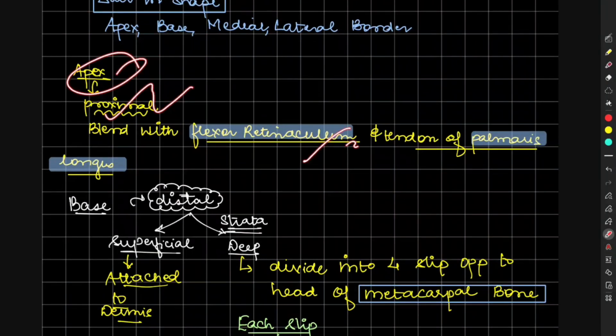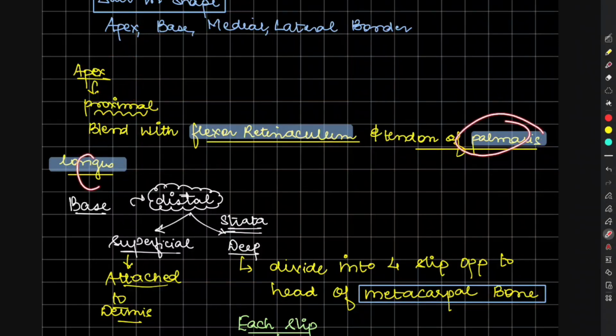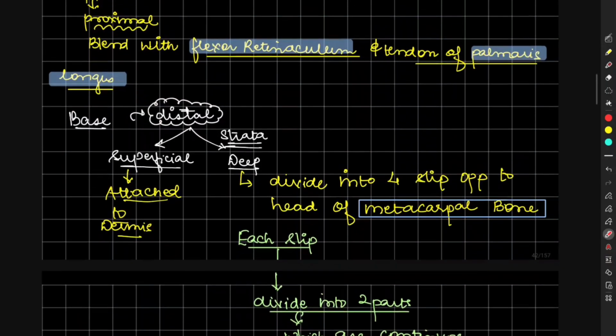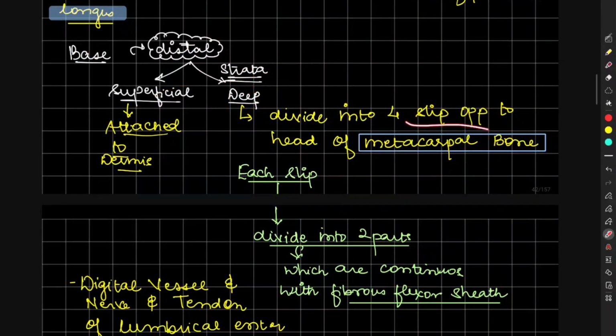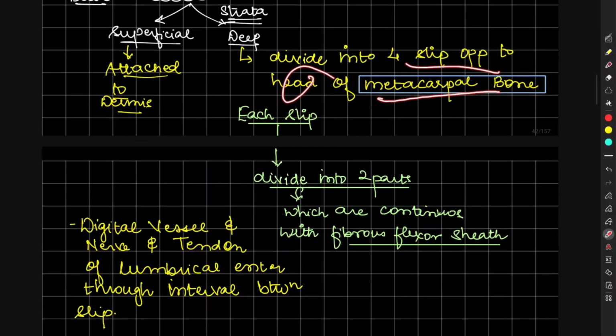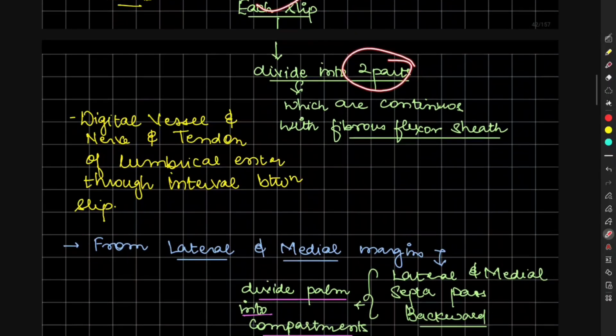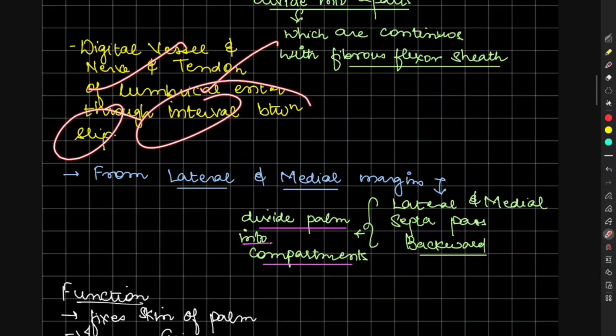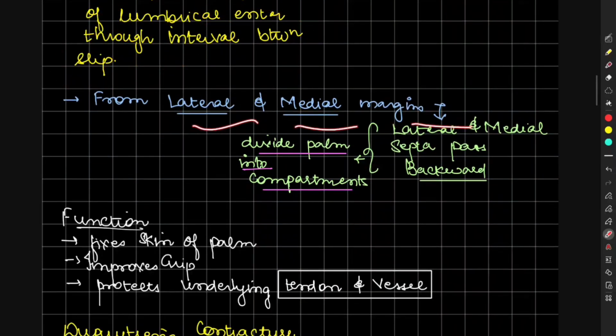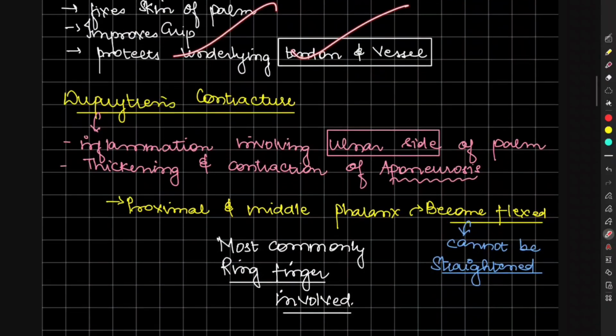Apex is proximal and blends with the flexor retinaculum, tendon of the palmaris longus. मैंने ऑलरेडी ये सब जो आपको डायग्राम में बता दिया है, but just for the namesake, I am reading the text out. Base is distal, divides into superficial and the deep strata. ठीक है, deep divides into the 4 slips opposite to the head of the metacarpal bone. Each slip divides into 2 parts which are continuous with the fibrous flexor sheath. Digital nerves and vessels pass through the intervals in between the slips. In the lateral and the medial margins, lateral and the medial septa pass, which divide the palm into compartments. And then the functions. Okay.